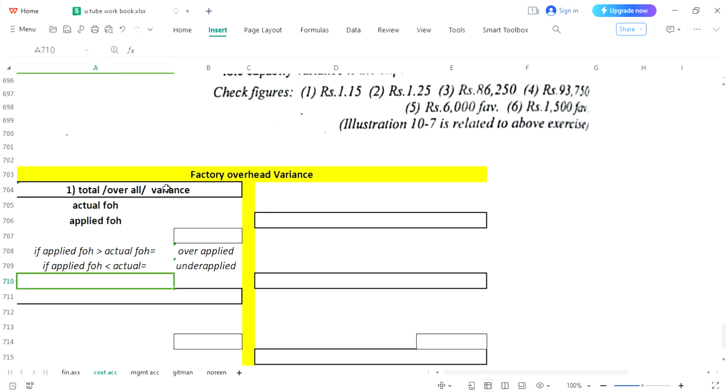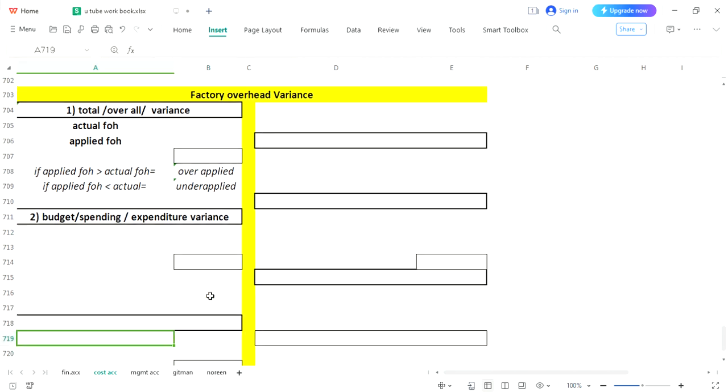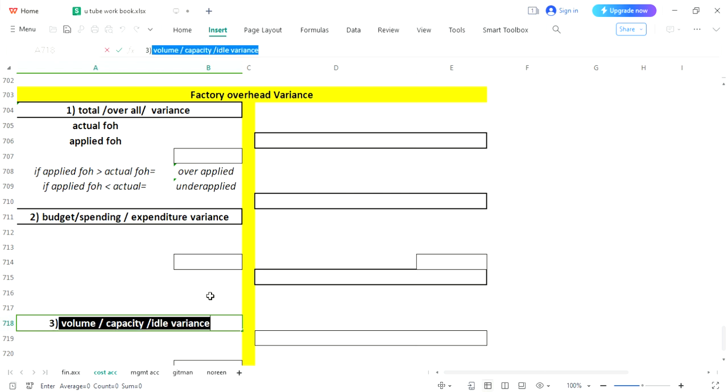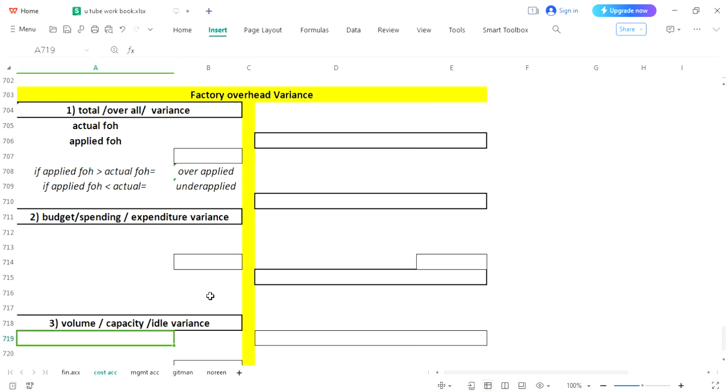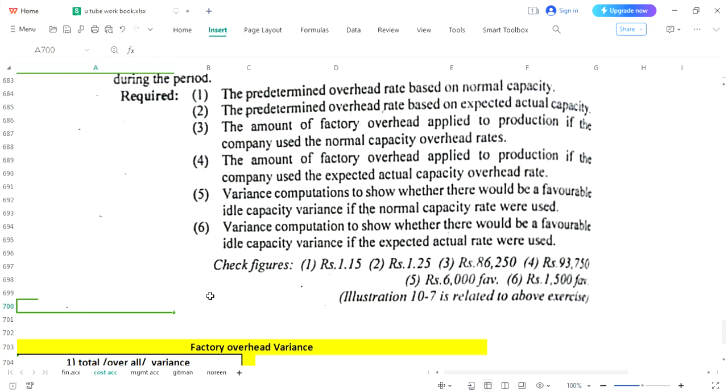So as you can see, everything is similar. Same variances would be calculated, same supporting calculations would be made. Second requirement which we will complete is our budget variance, and the third requirement would be volume variance, or capacity or idle variance. For the time being, we are stopping writing these formulas as the question's requirement is a little different, though the view is suggesting otherwise. That is why we will see what requirements are present in our question.